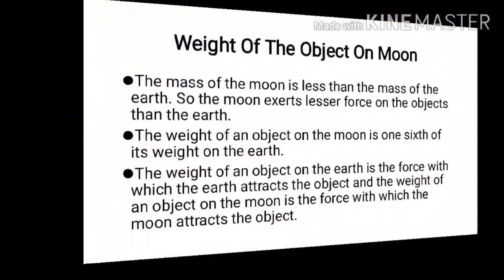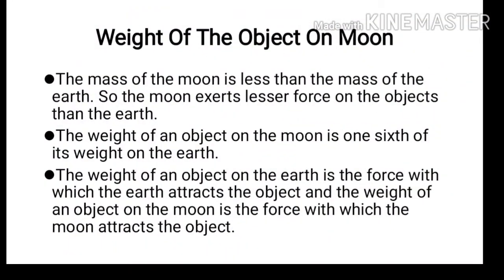Weight of the object on the moon. The mass of the moon is less than the mass of the earth. So the moon exerts lesser force on the object than earth. The weight of an object on the moon is 1/6 of its weight on earth. Weight of an object on the earth is the force with which the earth attracts the object, and the weight of an object on the moon is the force with which the moon attracts the object.